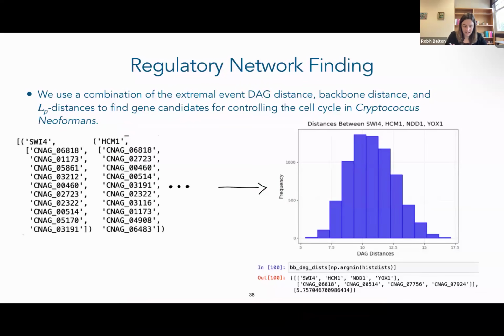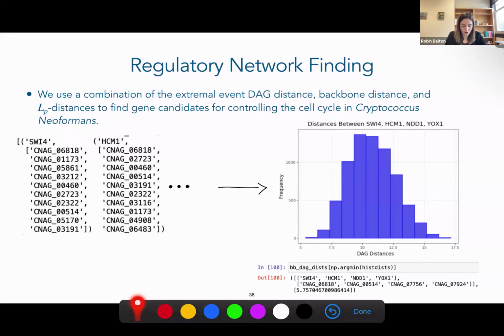Okay. And then for our network, we want to assign one of these CNAGs to SWI4, a different one of these CNAGs to HCM1, and so forth. However, which ones do we pick? In order to determine that, we apply our extremal event DAG distance. So we look at all different combinations of selecting genes from these pools.